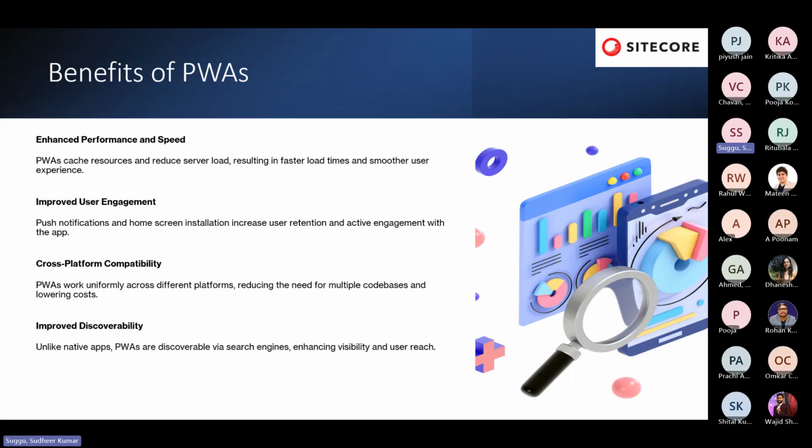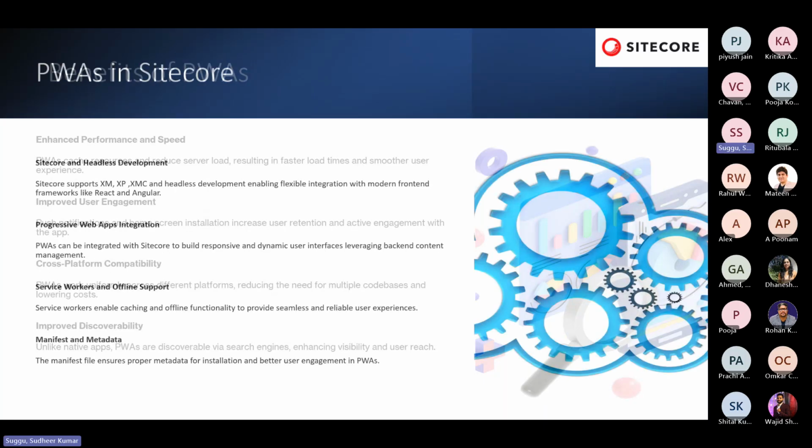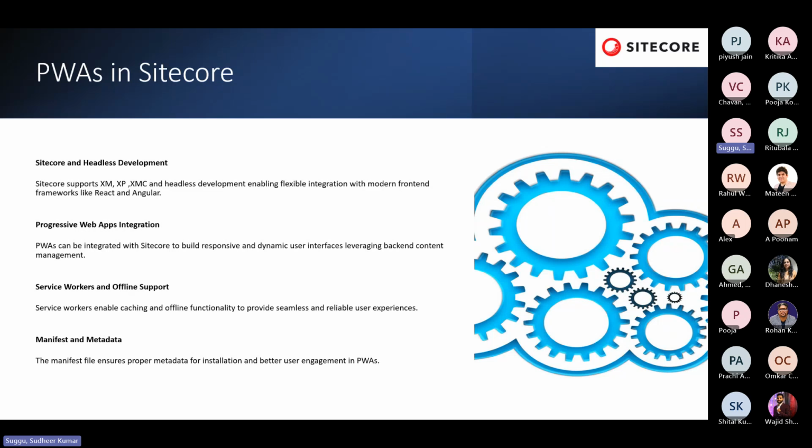Like if you enter PWA plus the site that you gave, it will also give us that. If any of the sites is enabled with PWA, I think that will also come in as part of the search engines. Now coming to how we can use it in Sitecore.